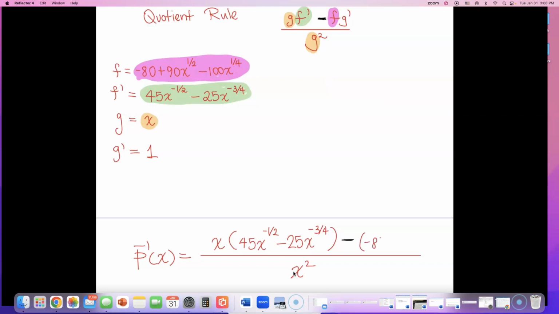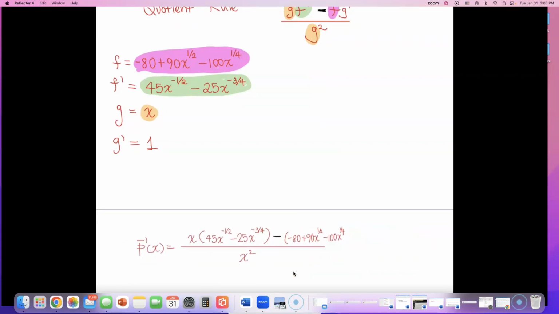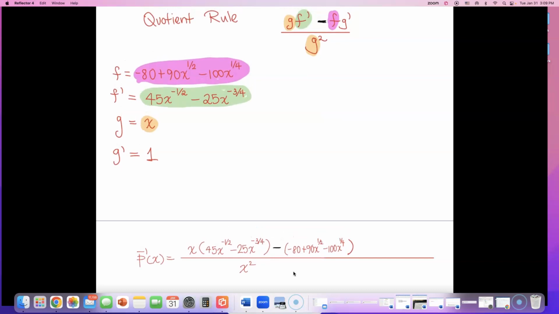Negative 80 plus 90 times x to the 1/2 minus 100 x to the 1/4 power. I am so out of room. I'm going to make this a little bit smaller, okay? All right? And I need to multiply this hot pink by what? G prime. And G prime, hey, at least that's nice. G prime is just 1. So I don't really have to multiply this by 1, okay?